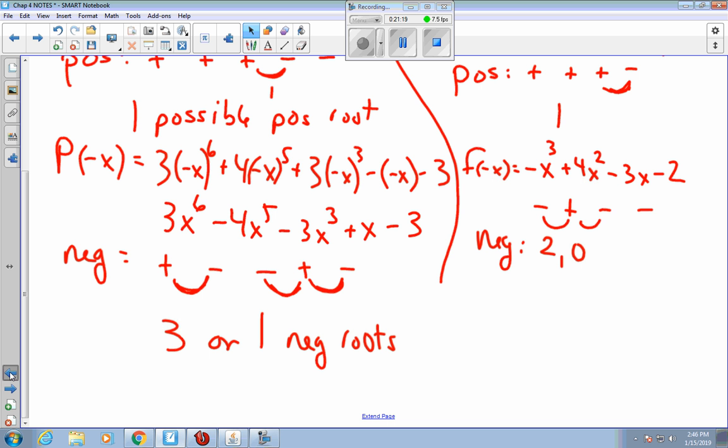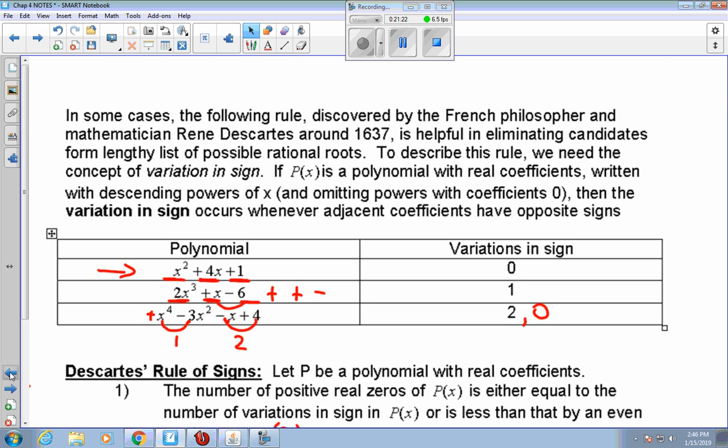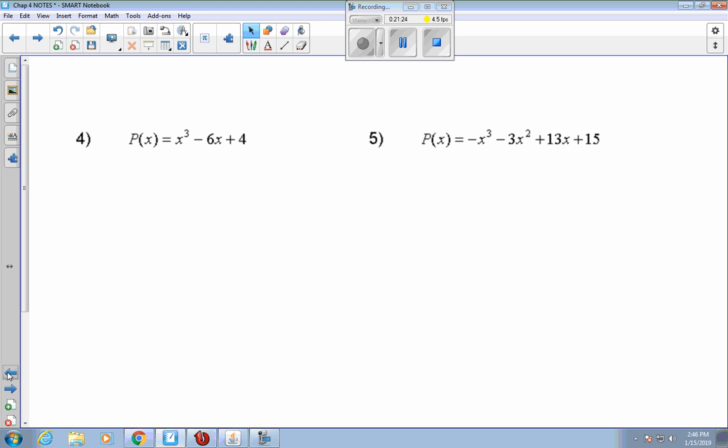All right, and then try these last ones. Where are they? 4 and 5. Thank you, 4 and 5. Give those a whirl.